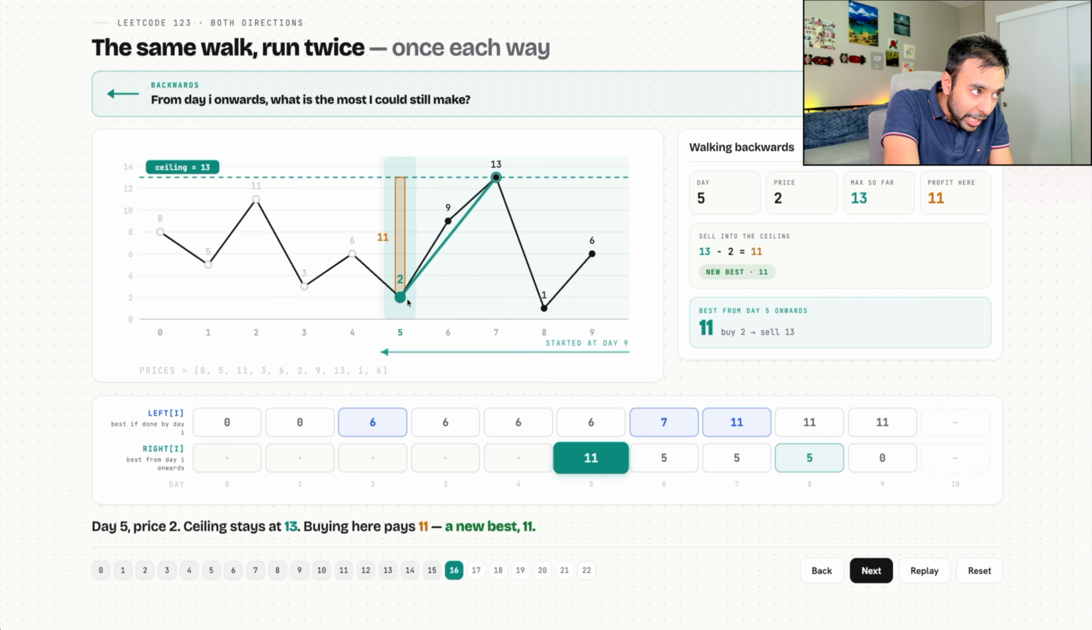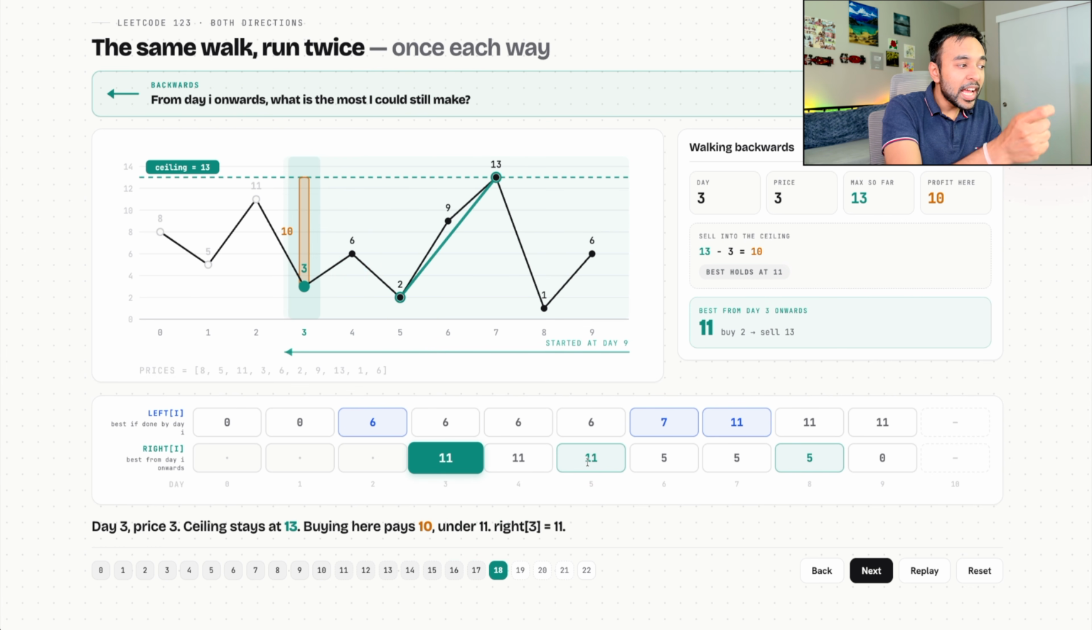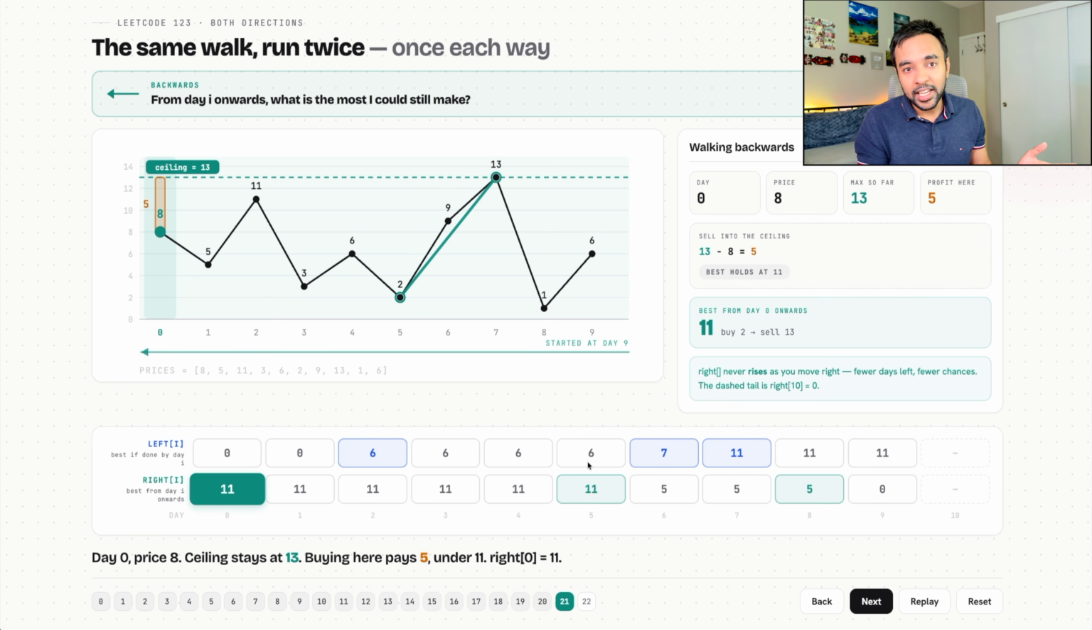Move ahead, the value drops to 2, and the maximum so far is 13. The profit available is 11, which is greater than 5, so I update my value. This way, you keep on going ahead and populate this entire right array. All of my values are now complete. So what did we do? We have now determined that for every divider, what is the best value possible on the left and what is the best value possible on the right.